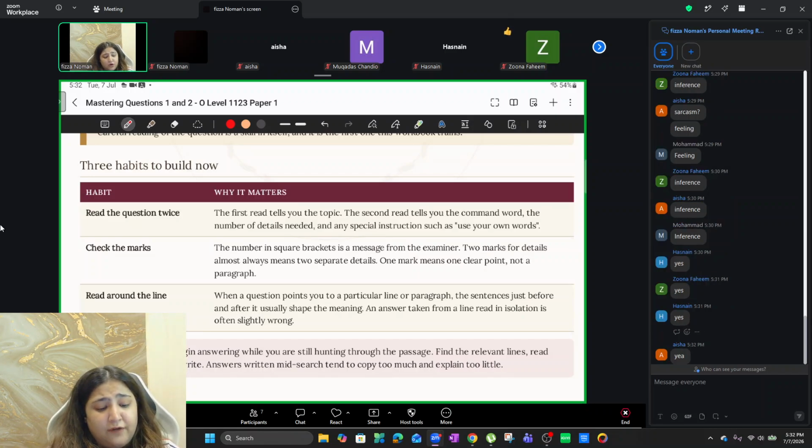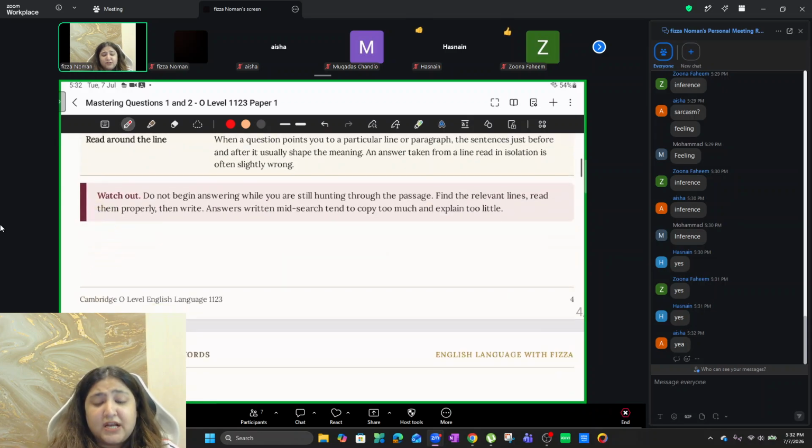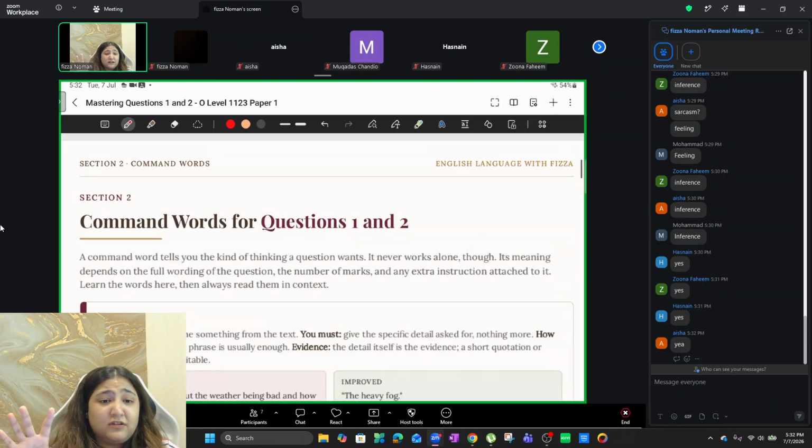Okay, good enough. So again, do not begin answering while you're still hunting through the passage. Find the relevant lines, read them properly, then write. Answers written mid-search tend to copy too much and explain too little. So make sure that you are reading your answers properly and going through the passage carefully as well.